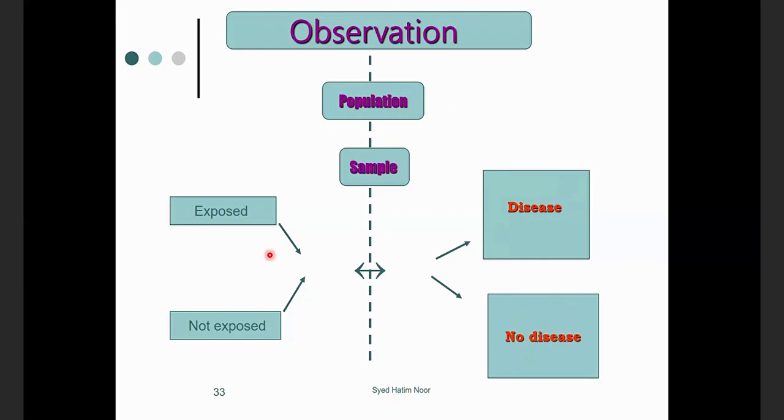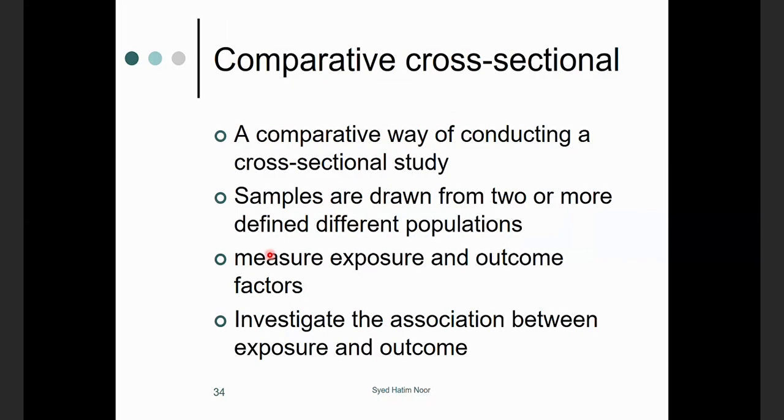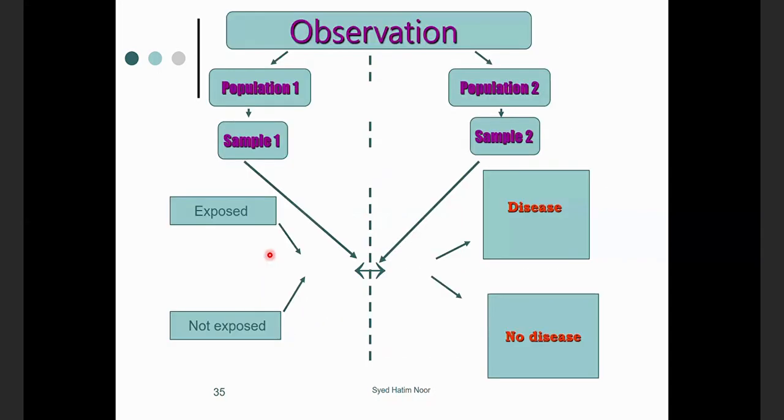If comparative, you will have two populations. For example, I'm interested to know about job stress among nurses, and what are the associated factors of job stress among nurses and doctors. So you have two populations. One population is nurses, another population is doctors. So you withdraw the sample from them.